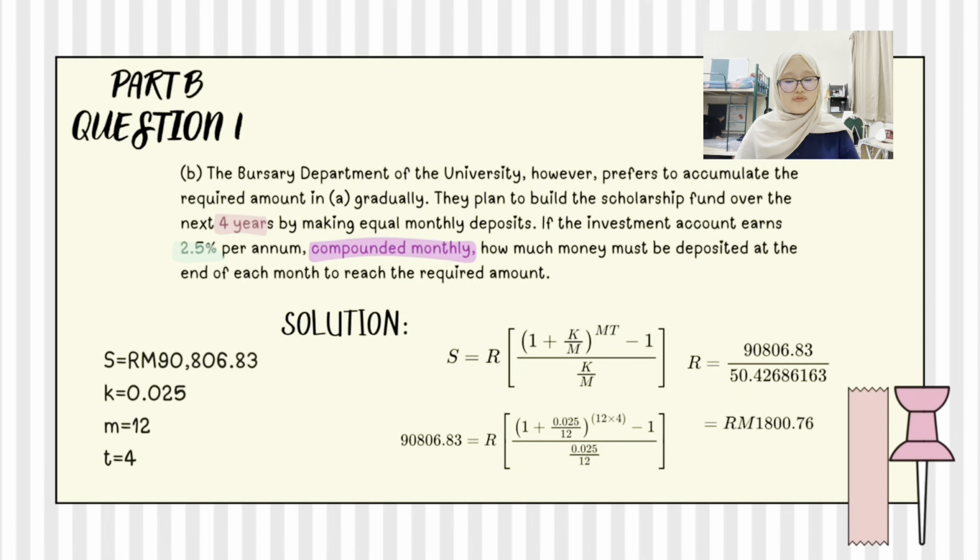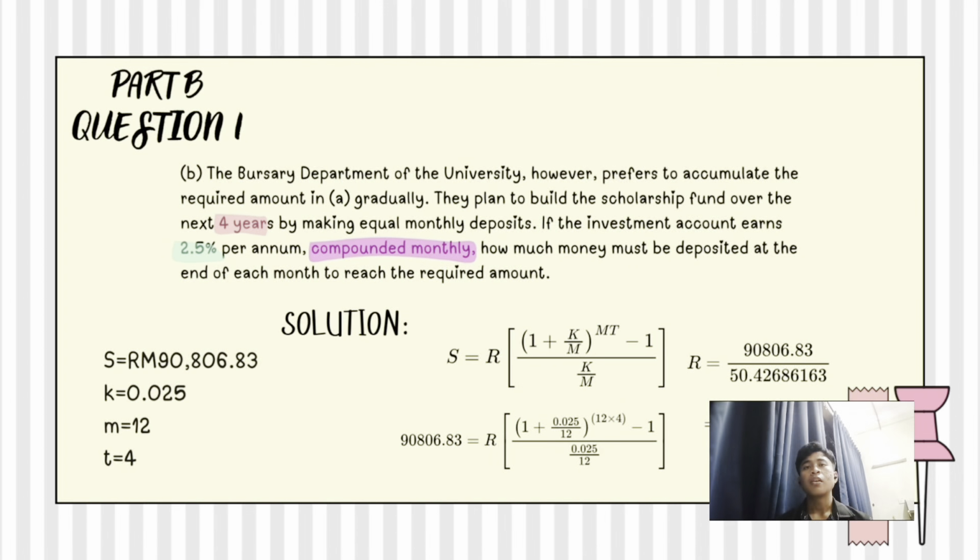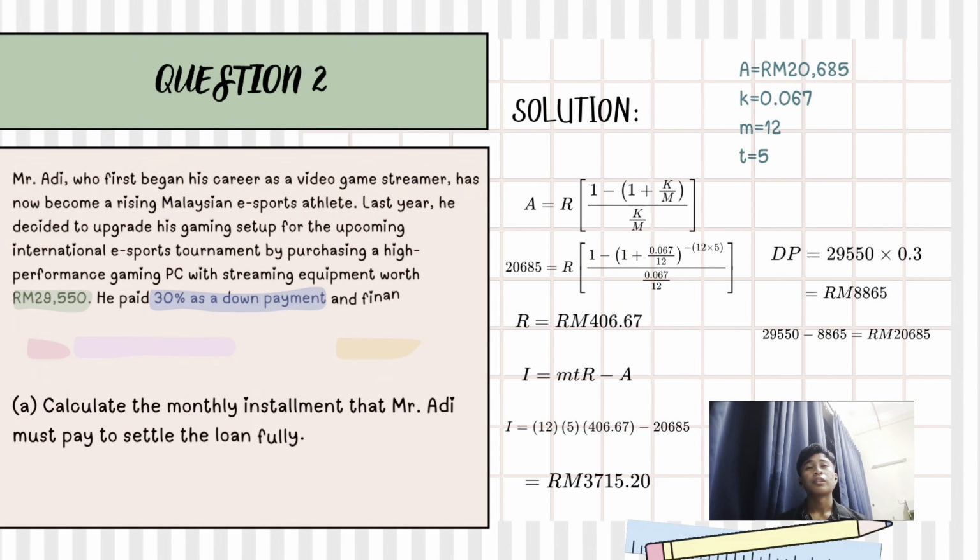This means the university must deposit 1,800 ringgit and 76 cents at the end of every month for 48 months to reach 90806.83 ringgit. So, let's move on to the next question.